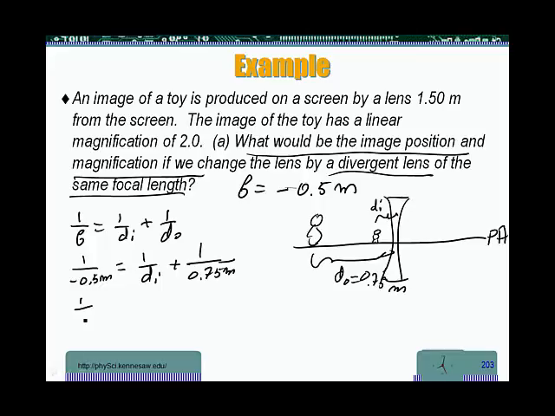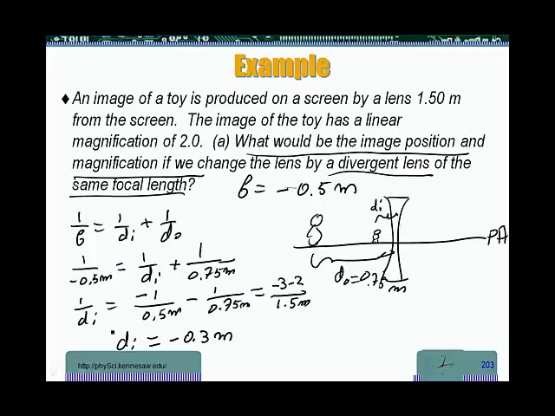So 1 over di is equal to minus 1 over 0.5 meters minus 1 over 0.75 meters. I'm going to put it in the same denominator, 1.5 meters, so this is 3 and this is 2, so it's going to be minus 3 minus 2 over 1.5 meters, and I find di as equal to 1.5 meters over negative 5, which is minus 0.3 meters. That's the position of the image, and you notice that it came out negative, telling us that it is in front of the lens, on the same side as the object.